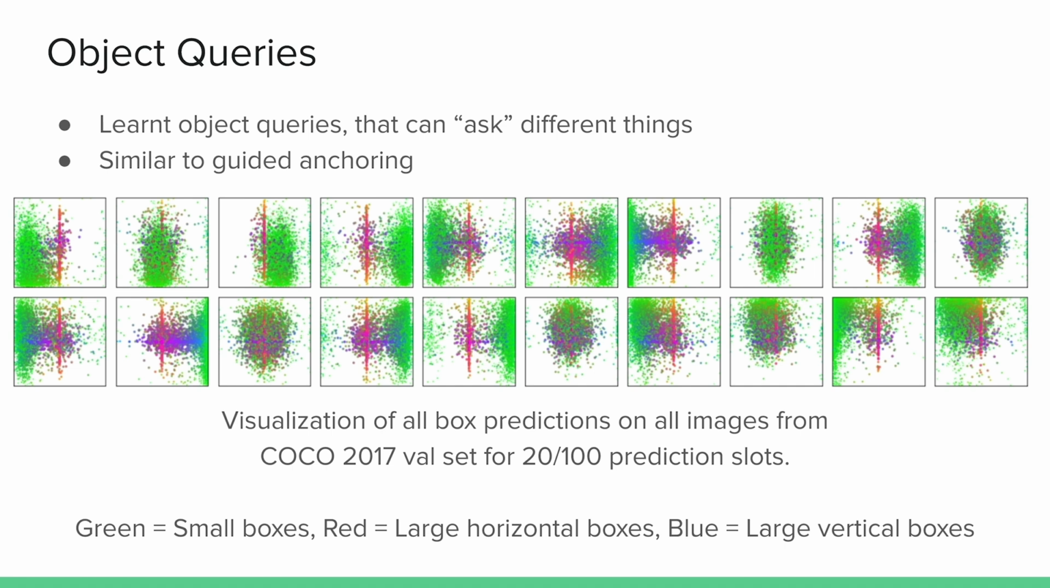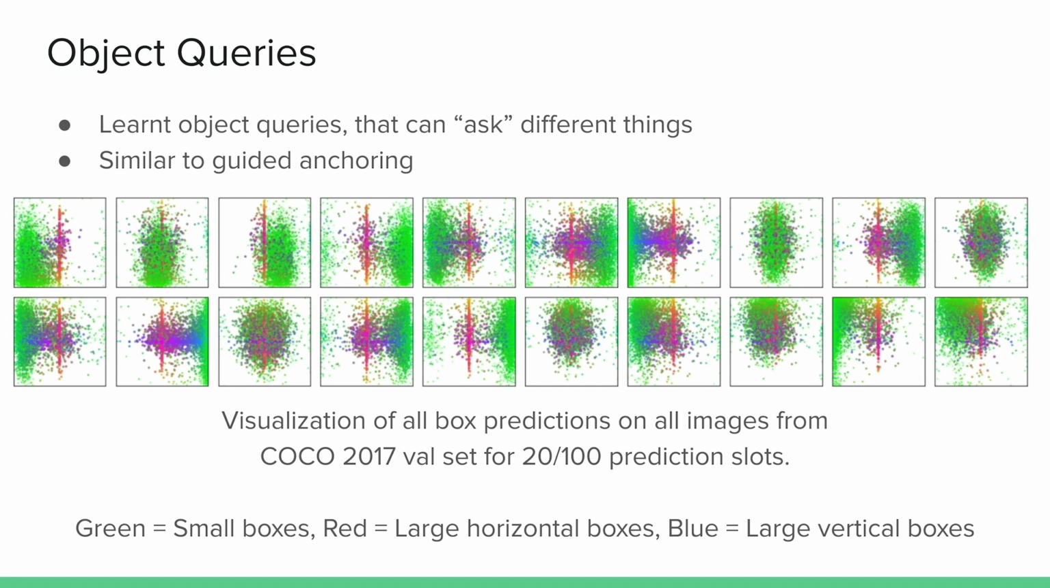in our input image. And what you can see here is a visualization of all box predictions of all images on the COCO 2017 validation set. So in that example, they had 100 object queries, and they are showing this visualization of 20 of those. And you can see one green dot for a small box and where that box appeared. Red would be large horizontal boxes, and blue large vertical boxes.